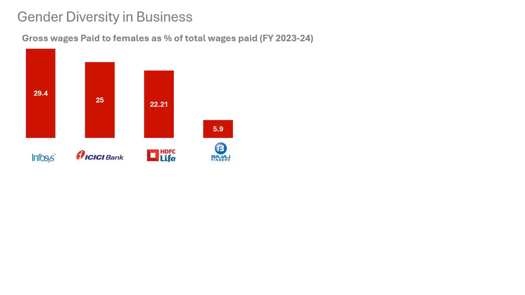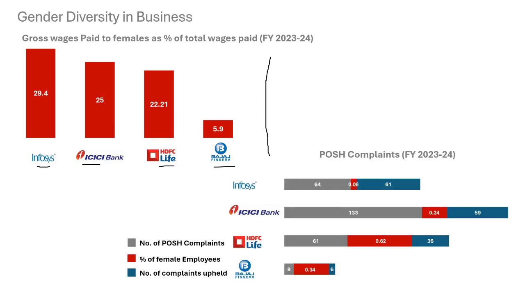Here we'll take a look at the BFSI sector, which employs more women compared to other industries. We have Infosys, ICICI Bank, HDFC Life from life insurance, and Bajaj Finserv. We can see here that roughly a quarter of the wages are paid to women in all these BFSI entities. In the POSH complaints data, the number of complaints received as a percentage of female employees and the number of complaints upheld need to be reported under the disclosure.